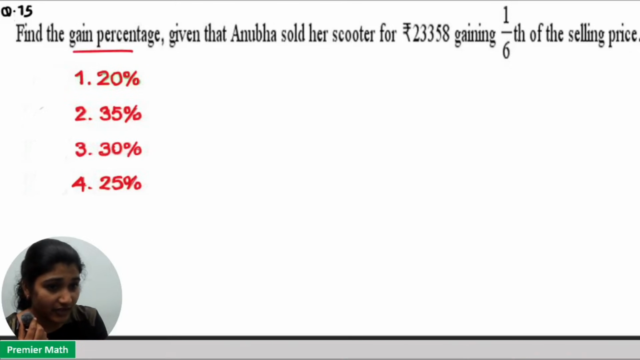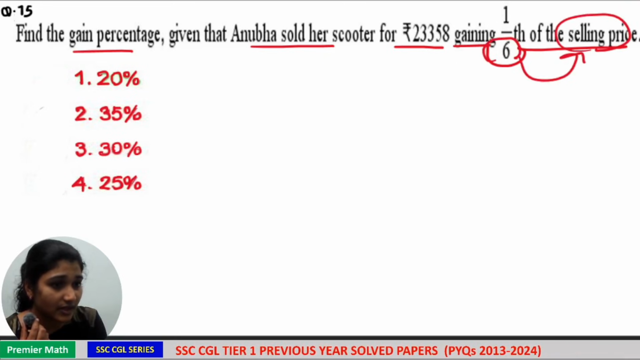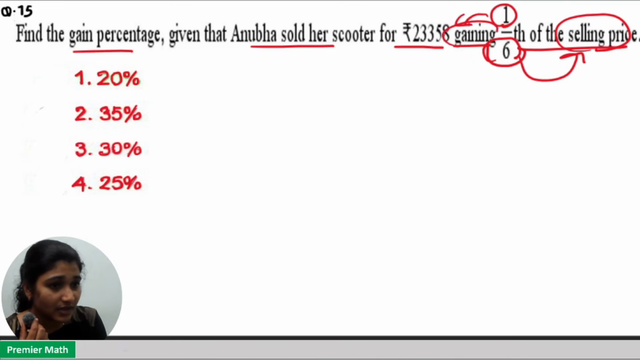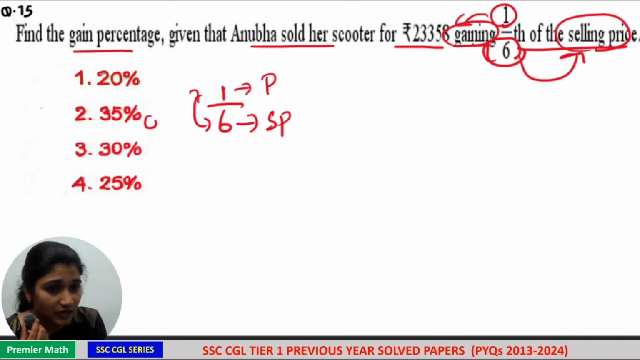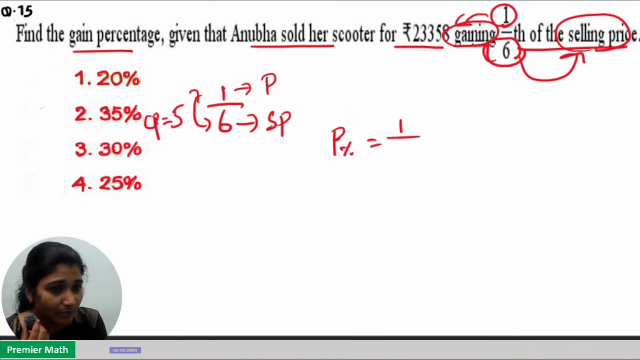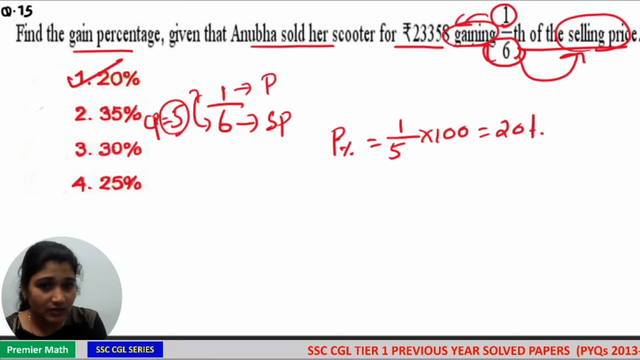Find the gain percentage given that Anuba sold her scooter for 23,358, gaining 1/6 of the selling price. Here gain is 1/6 of selling price means this denominator 6 part represents the selling price and numerator 1 part represents the gain. So 6 part denominator is selling price and this 1 part is the profit. Then selling price minus profit is cost price, which is equal to 6 minus 1, 5 part. Then profit percentage is equal to 1 part profit generated out of this 5 part cost price into 100, that is 20 percentage. Option 1 is your answer.